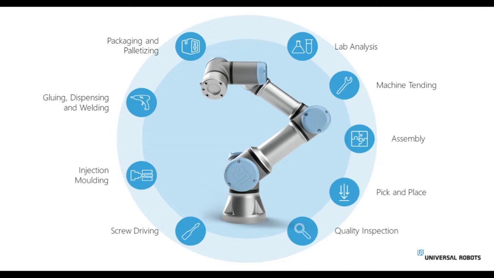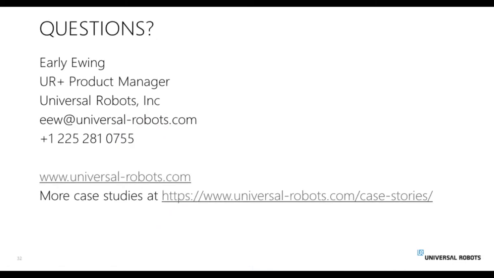This is where the training sparks ideas. This is where the initial implementation of robots leads to future improvements. Flexibility, ease of deployment, and ease of use is the absolute key to collaborative robots.